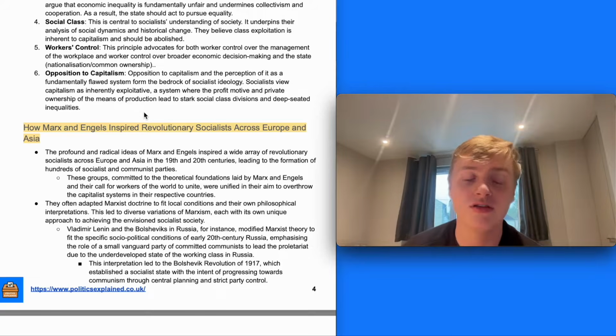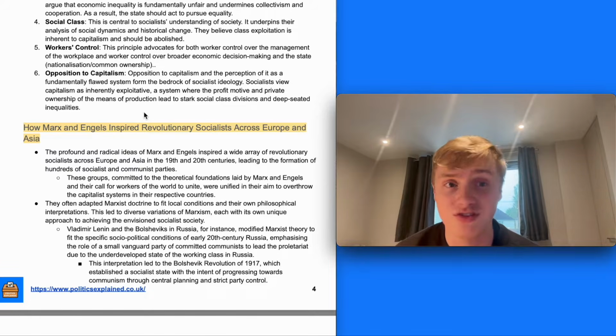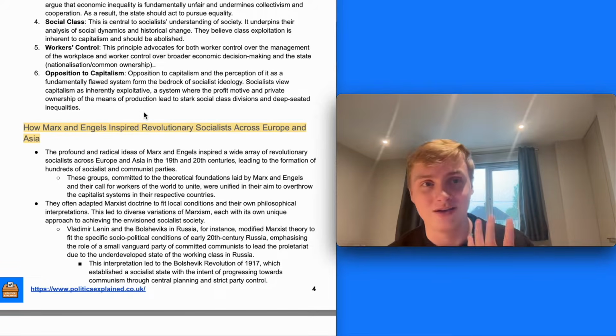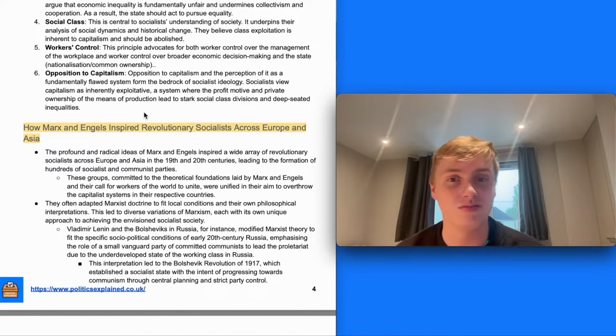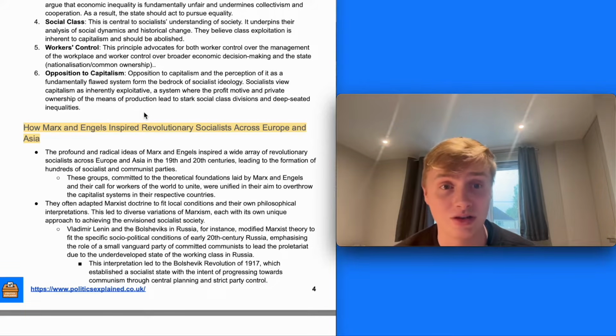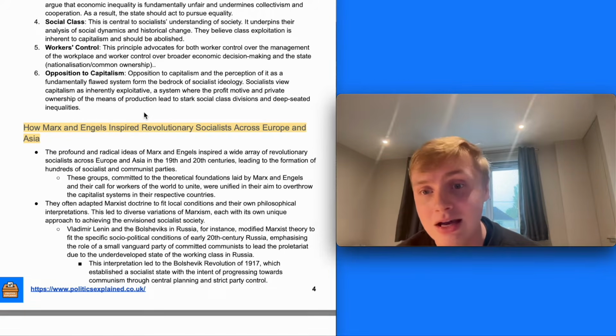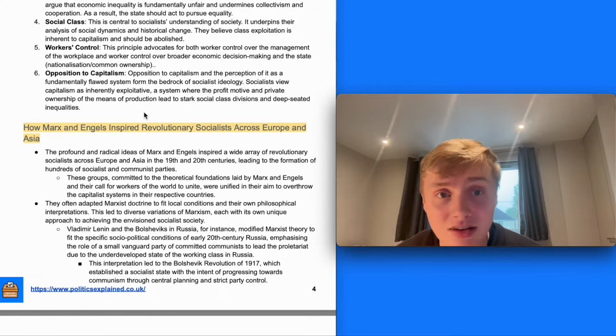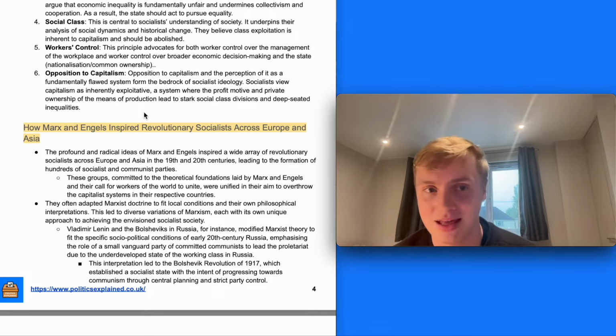And finally, a fun one I've added in is opposition to capitalism. So you can see that's come in through the others, but I think this is really central to understanding socialism, and to keep in mind that they're ultimately deeply opposed to capitalism, think it would be completely removed, and think a system should be set up that is effectively opposite to capitalism in their view.